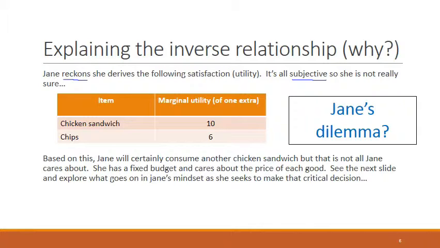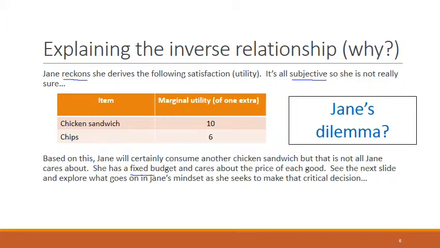Let's assume now that Jane has some idea. She reckons that a chicken sandwich is going to give her marginal utility of 10 utils, whereas a plate of chips will give a marginal utility of 6 utils. Her dilemma now is, do I go for the chicken sandwich? Do I go for the chips? What else do we assume?